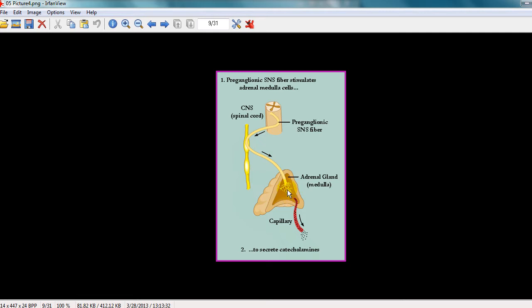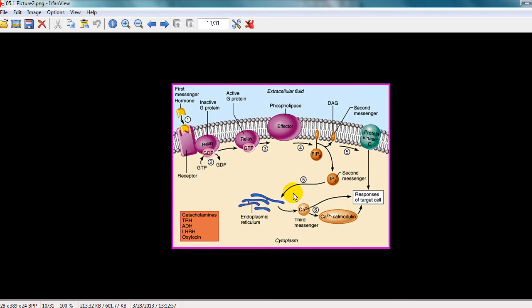Notice that there is no postganglionic neurotransmitter release here. The release of epinephrine and norepinephrine is simply the product of acetylcholine from preganglionic neurons and neural control in that location. Now, the different second messenger mechanisms and the hormones that we see listed in this orange box here are going to be very specific.